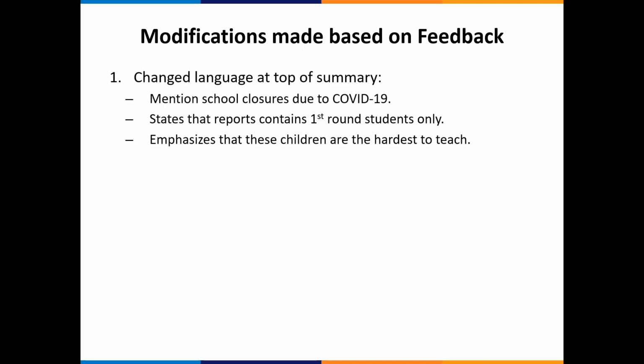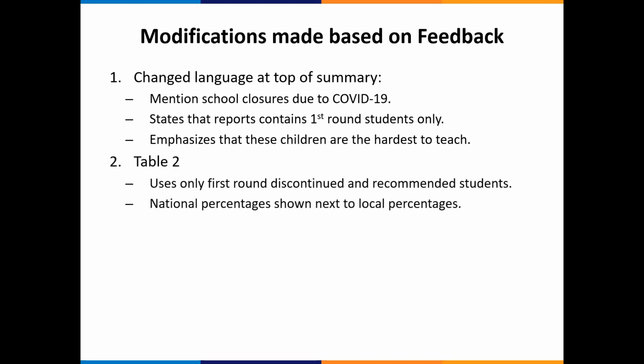The first recommendations for changes were to the language at the top of the summary explaining what Reading Recovery is and what the report covers. We made sure this summary mentions the school closures due to COVID-19. It also states very explicitly that the report contains data for only first round students, specifically our discontinued and recommended students. And it emphasizes that these first round students, while Reading Recovery already teaches the hardest to teach children, are the especially hardest to teach children.